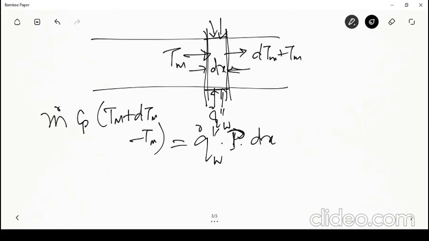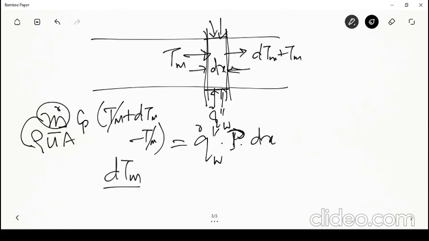In this case, for a parallel plate duct, it will be just equal to unit depth, which is 1, multiplied by dx on this side, so 1 plus 1 will be 2. This is your expression. Now this m dot can be written as rho u a, where this u is the mean velocity u bar. So this m dot can be replaced with this expression.